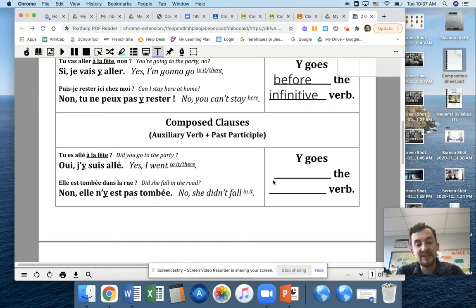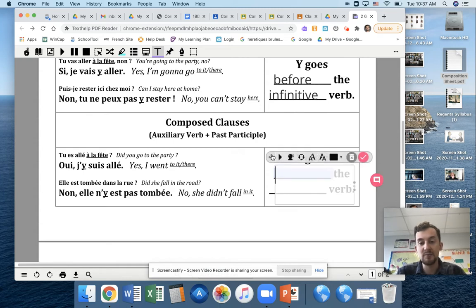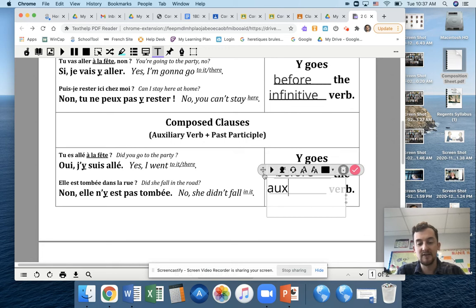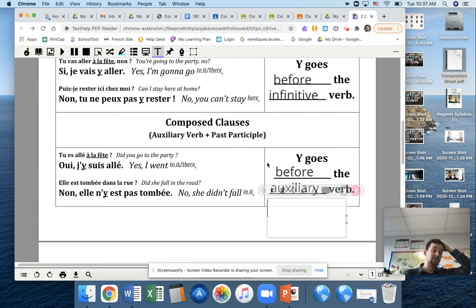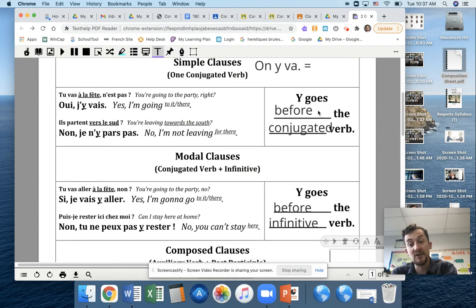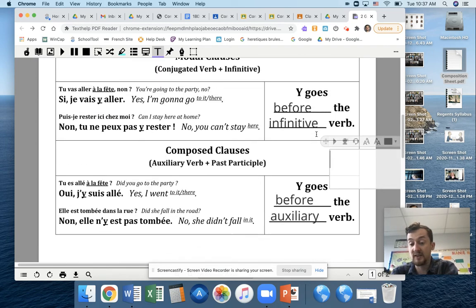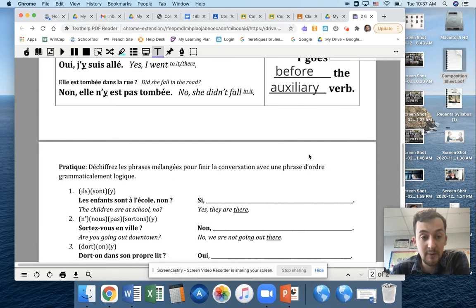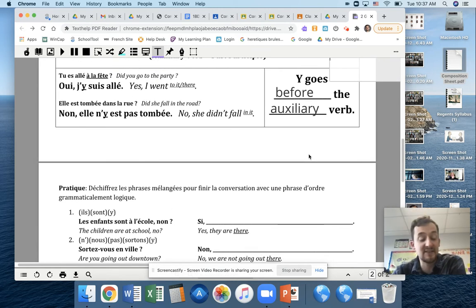D'accord? So the past tense is a little tricky because it still goes before the conjugated verb, right? Because the past participle is not a verb, but it goes before the auxiliary verb. So those are the three rules that you have to memorize. Y goes before the conjugated verb, it goes before the infinitive verb, and it goes before the auxiliary verb in those three different types of sentences. Okay? And you learned this already once this year, so it's pretty easy.